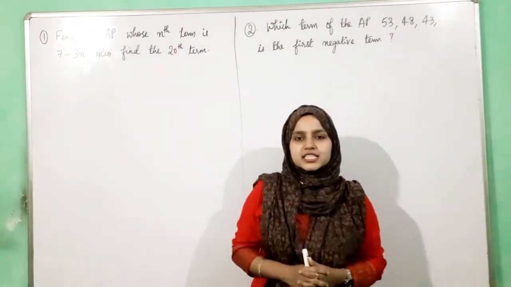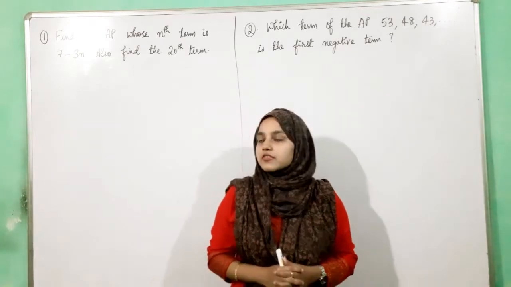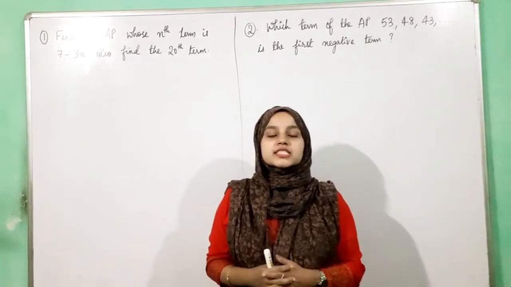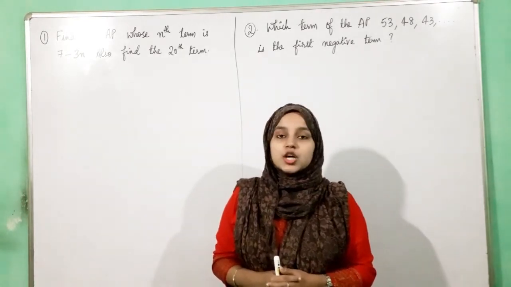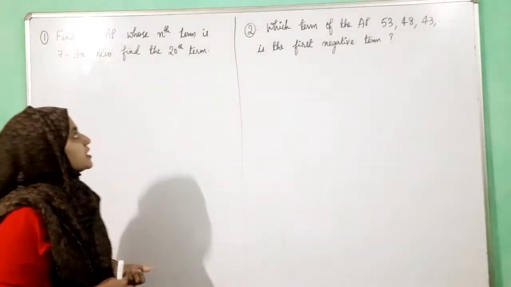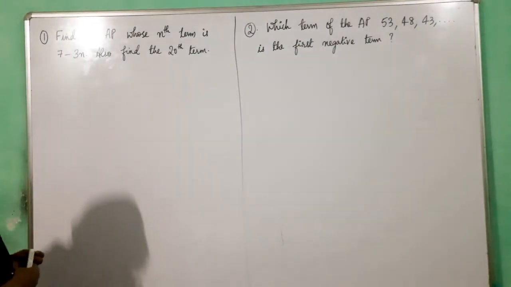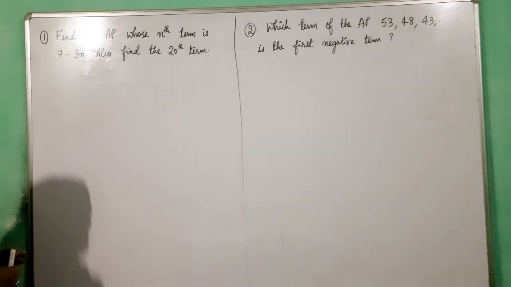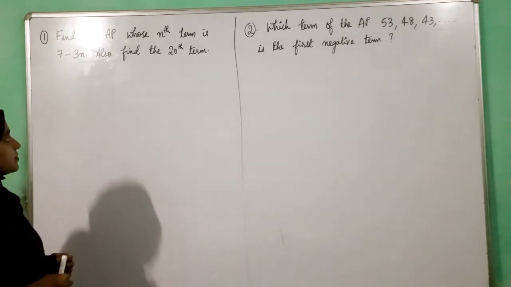So as I had said in my previous video, today we will be doing some important questions on the topic which we had discussed in our previous video, okay, which was the general term of an AP. So let us get started. So the first question is, find the AP whose nth term is 7 minus 3n. Also find the 20th term, okay.